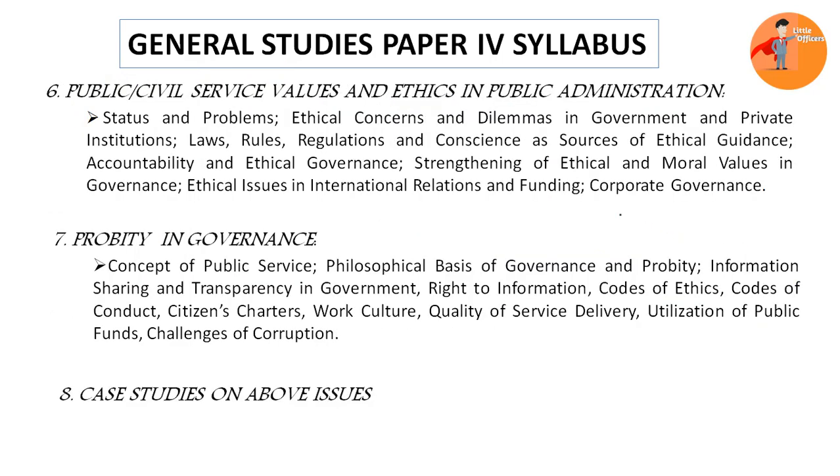Then in the sixth topic, we have public or civil service values and ethics in public administration, under which we will be understanding the current status and the problems in civil services with respect to ethics. Then what are ethical concerns and dilemmas in government as well as private institutions. This will link with our first topic, ethics and human interface. Then we'll understand what is a law, rule, regulation and how conscience can be used as a source for ethical guidance when we are in a dilemma. How can we use this in order to come out of that crisis?